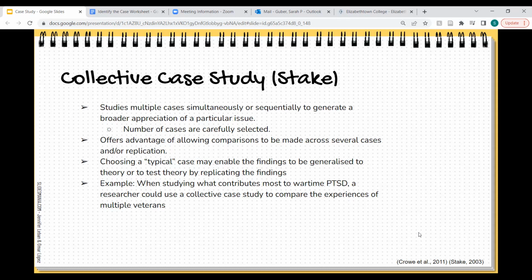So choosing a typical case may enable the findings to be generalized to test a theory or to create a theory. So for example, when studying what contributes most to wartime PTSD, a researcher could use a collective case study to compare the experiences of multiple veterans.